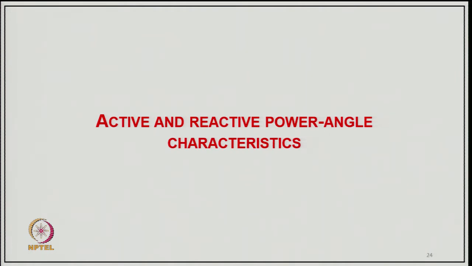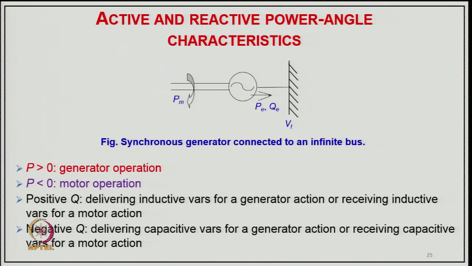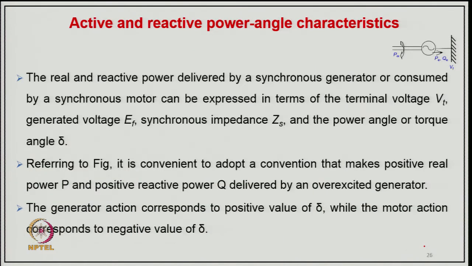So, now coming to the active and reactive power angle characteristic. Here we are considering this machine, a synchronous generator, connected to an infinite grid. So we say P greater than 0 is generator operation, P less than 0 is motor operation, and positive Q is delivering inductive VAR for generator action, and receiving inductive VAR for motor action, and negative Q is delivering capacitive VAR for generator action and receiving capacitive VAR for motor action.